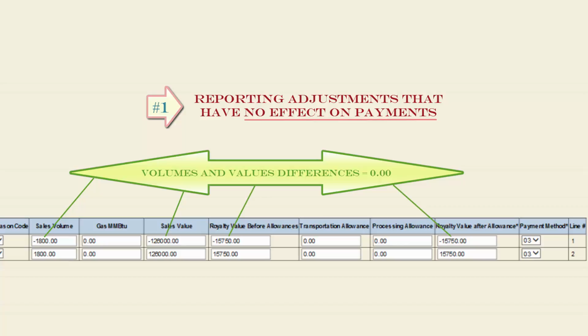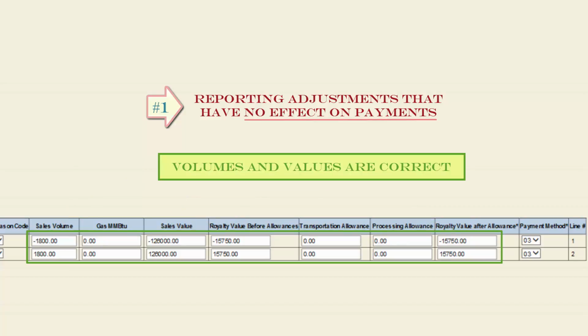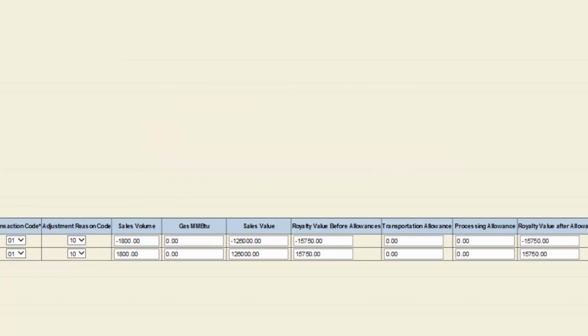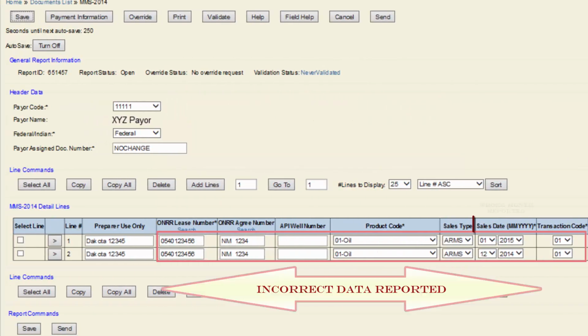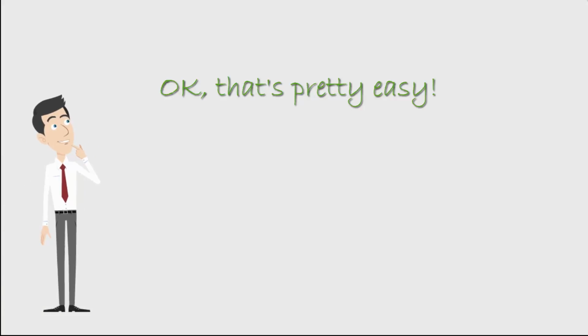Remember, this type of adjustment only applies when your volumes and values were correct, but the associated information was misreported. Okay, that's pretty easy. I'll review that part again later.